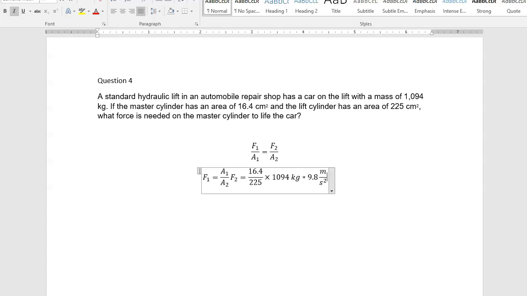All you have to do is calculate this, and you've gotten the force that you have to provide at the master cylinder. As you can see, it's going to be less than a tenth of the force that's needed to lift the car, because 16 is less than a tenth of 225. And that's it for number 4.